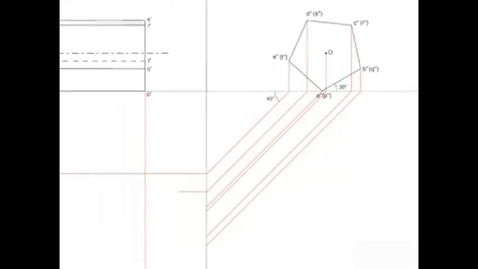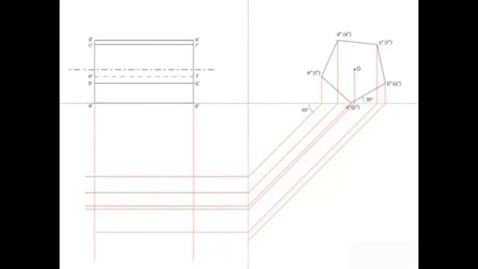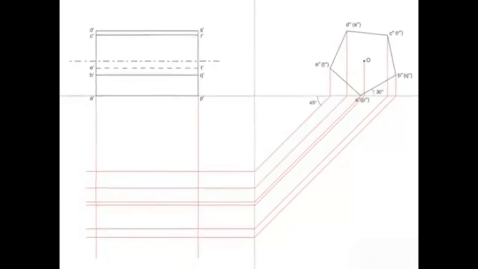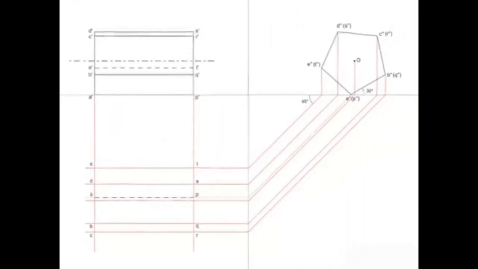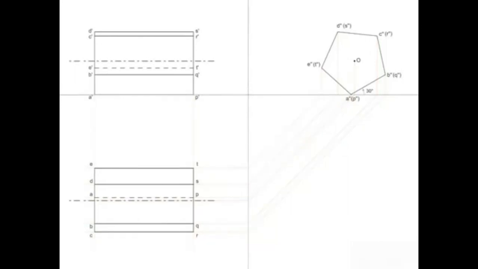These lines are further extended horizontally parallel to XY, meeting the projectors drawn from the front view. Mark the intersecting points as T, S, P, Q, R and E, D, A, B, C. Here, the line AB is hidden. This will form the top view of the prism. Take a look at the entire construction of the prism.